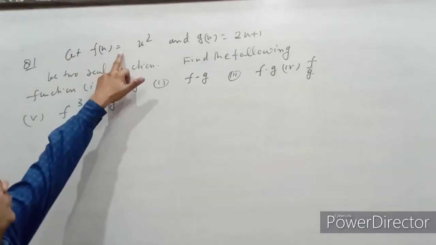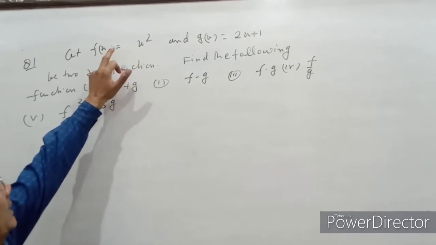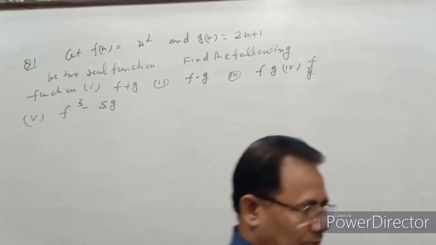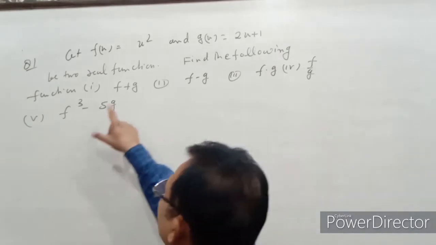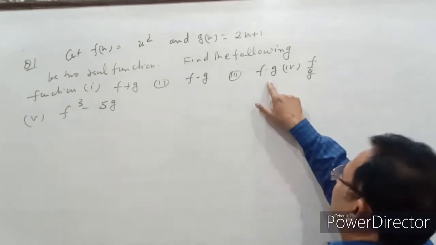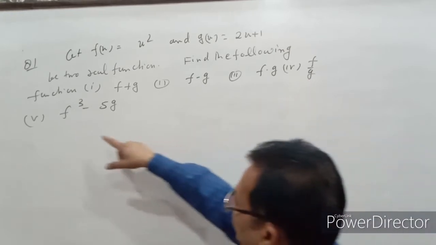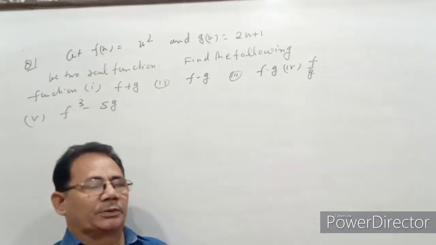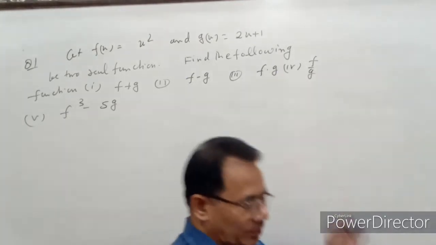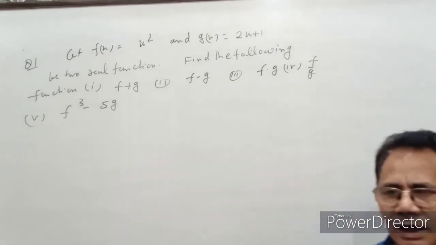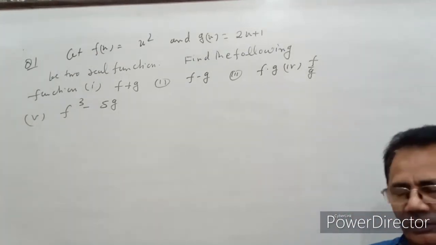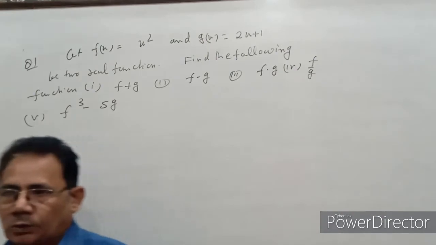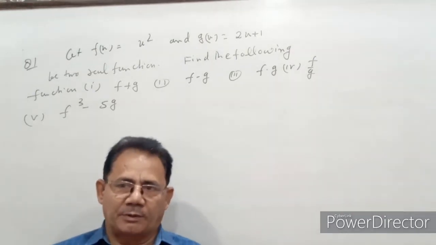Here we observe that the domain of the function f is the real numbers and the domain of the function g is also the real numbers. So the domain of f plus g, f minus g and f into g is always equal to the common domain of f and g. That is, the domain of these functions should be equal to the domain of f intersection domain of g. But in the case of the quotient form, we take special care to find the domain of the function f upon g.